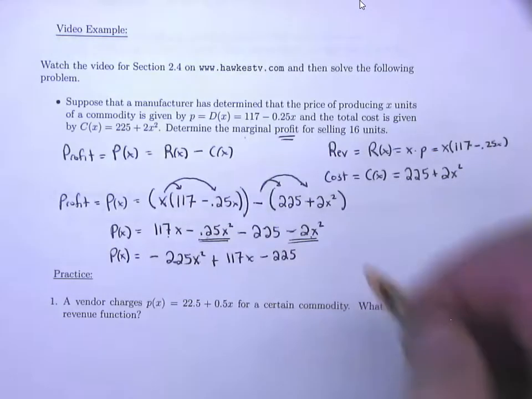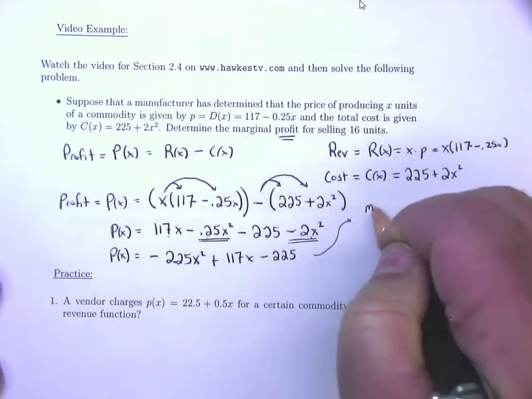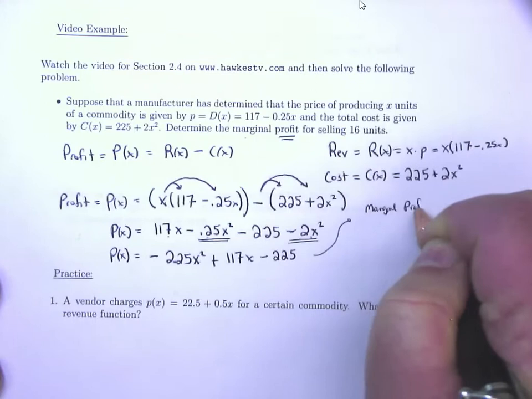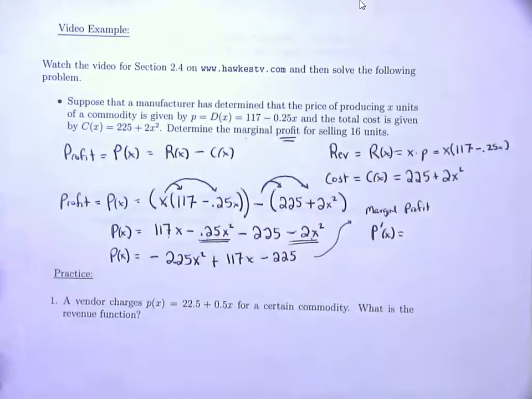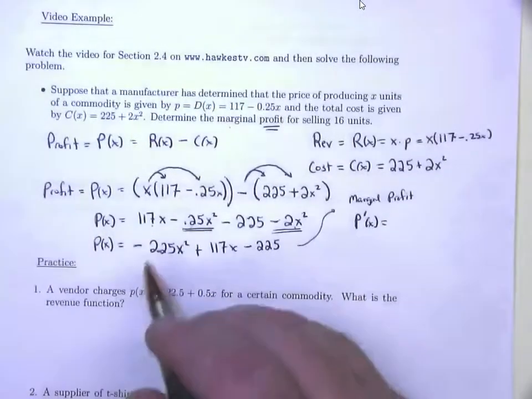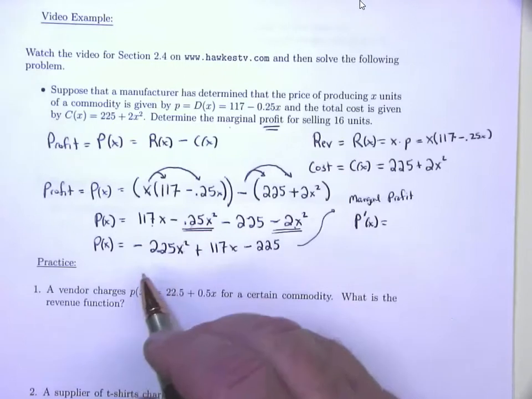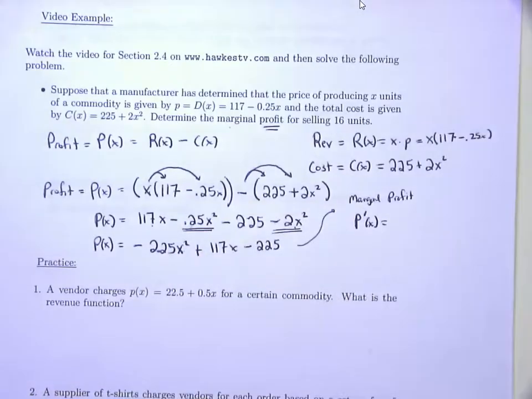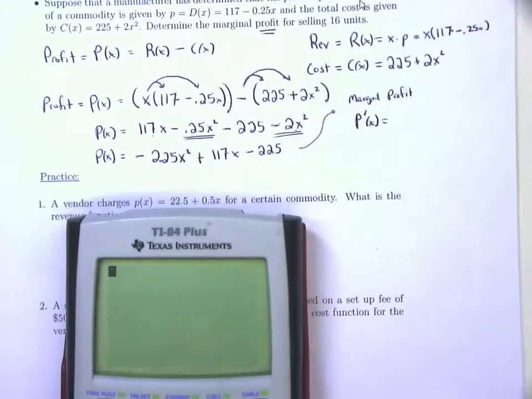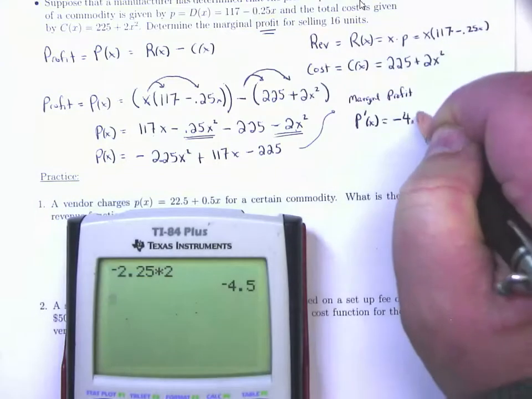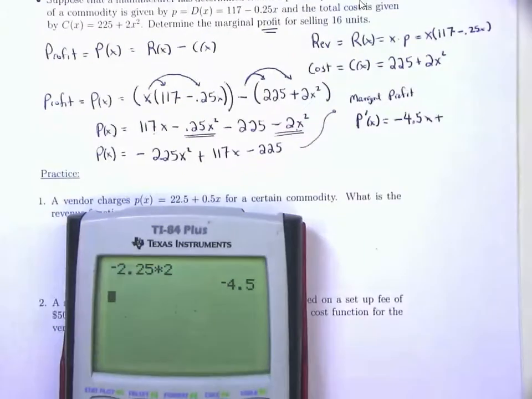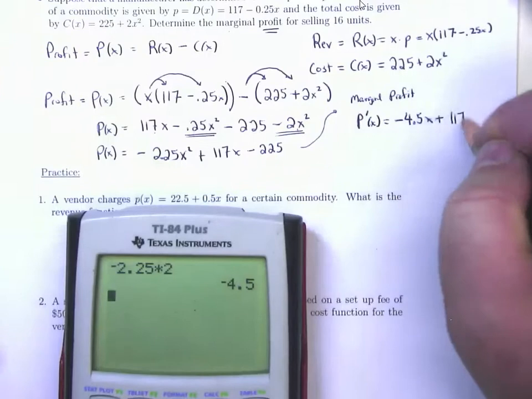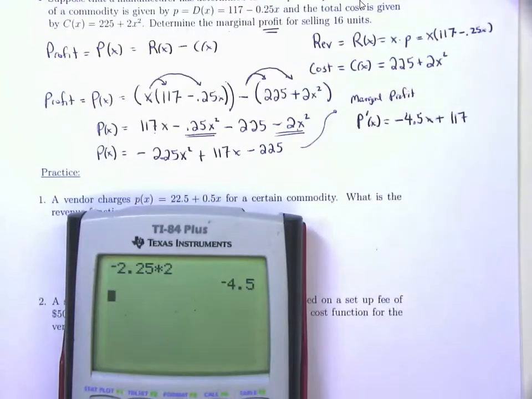So I'm going to come over here. I'm going to talk about the word marginal profit, so that we're looking for P prime of x. What's my marginal profit equation? Well, what is the derivative of negative 2.25x squared? You take the 2 and multiply it by negative 2.25. I'm just going to show you this on the calculator here. Negative 2.25 times 2 is negative 4.5x to the first power, plus, what is the derivative of 117x? 117, minus, what's the derivative of 225? 0, because it's a constant.